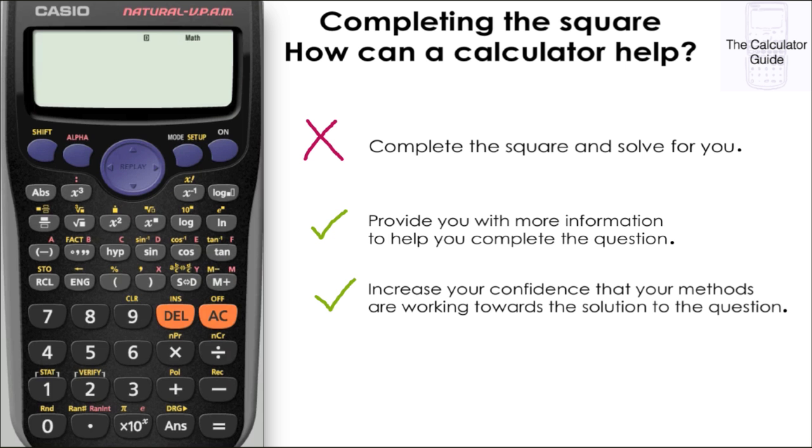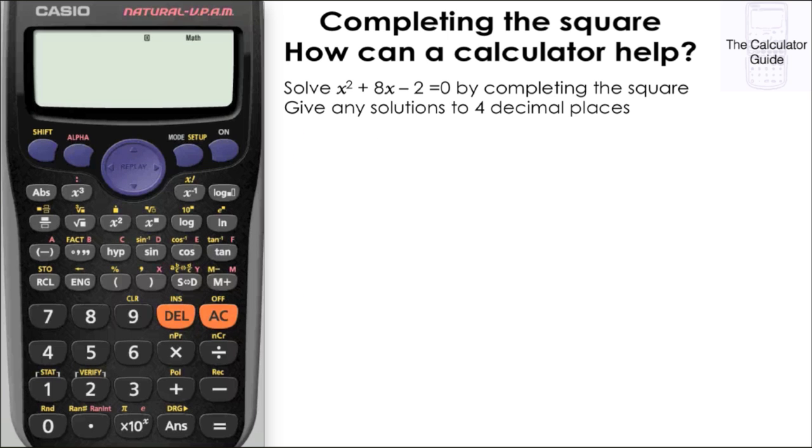In this video we're going to look at how a calculator can help you to solve using completing the square. Now, just to highlight that the calculator won't complete the square and solve for you. There are calculators that exist that can do this, but typically they're not allowed in examinations, particularly not the GCSE or the A-level examinations in the UK at present. However, they can provide you with more information to help you complete the question and increase your confidence that the methods you're using are working towards the solution of the question.